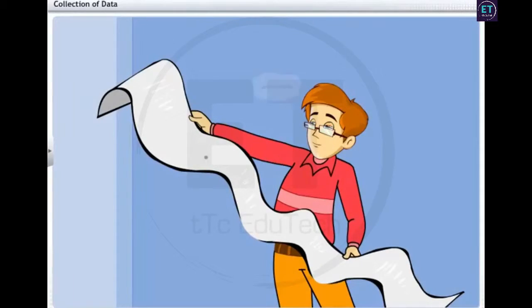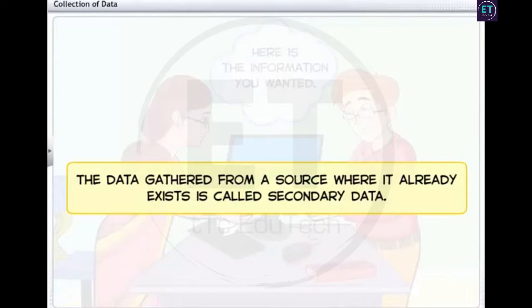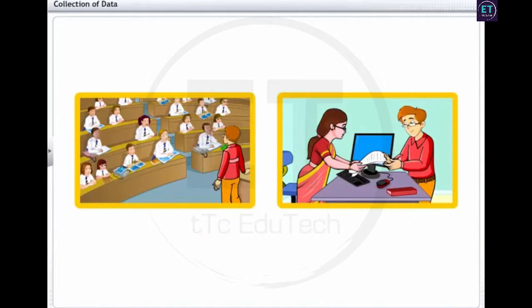Primary data can be collected through questionnaires, interviews, observations, case studies, portfolios, etc. It is quite difficult and time-consuming. A far easier way for our friend would be to approach the school authorities and get the names and addresses of students coming from that particular locality. The data gathered from a source where it already exists is called secondary data. You can see that collecting secondary data is far easier than collecting primary data.